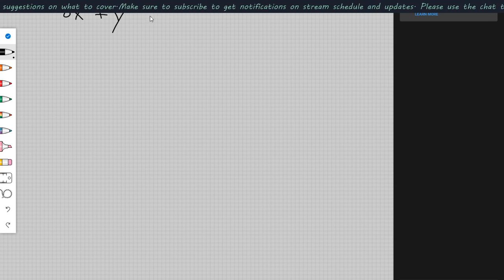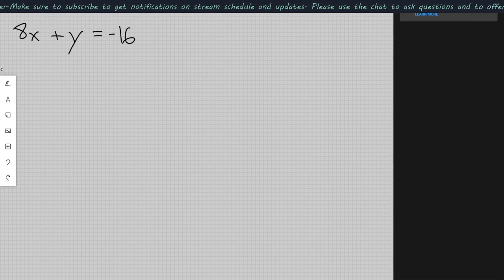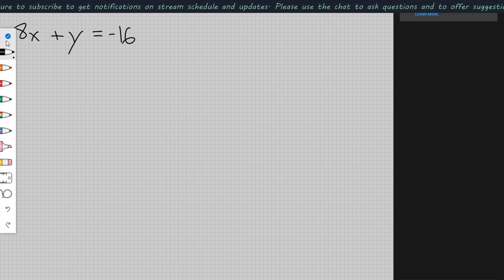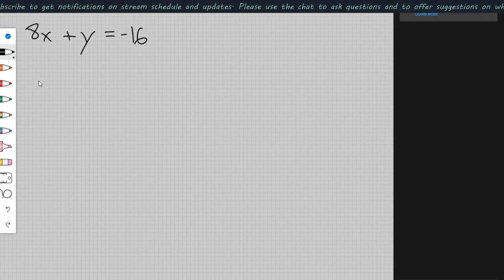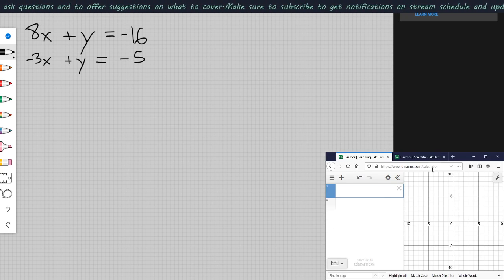8x plus y equals negative 16, and it would help if y'all could see that. And then the other problem is going to be negative 3x plus y equals negative 5. This one's going to work out pretty nice for substitution and elimination really well. I'm going to graph it real quick first, and then we will start doing that.